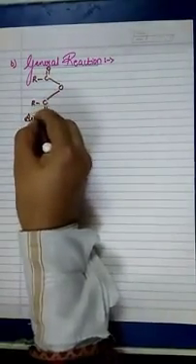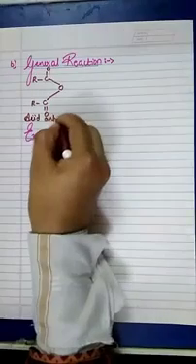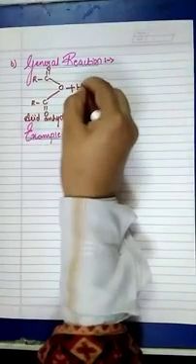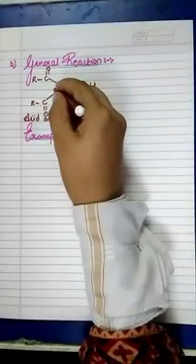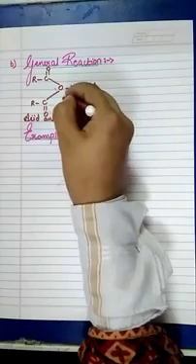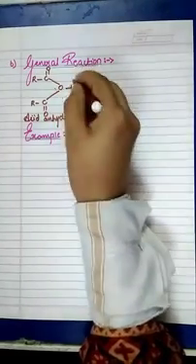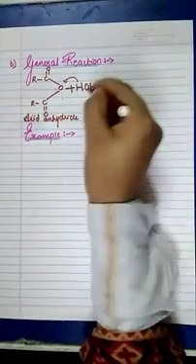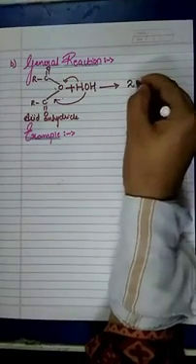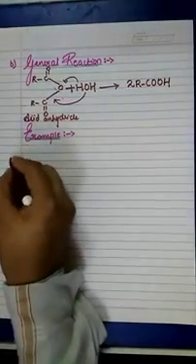This acid anhydride, when it is being treated with HOH, here the bond will break. Hydrogen will move towards oxygen, OH will move towards carbon, and we are getting two molecules of RCOOH. Let us have an example.